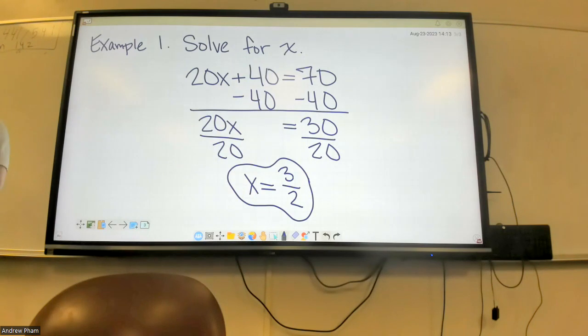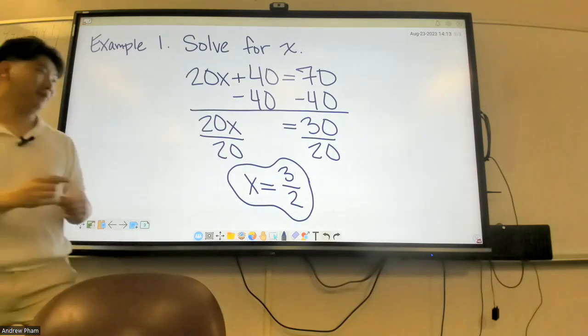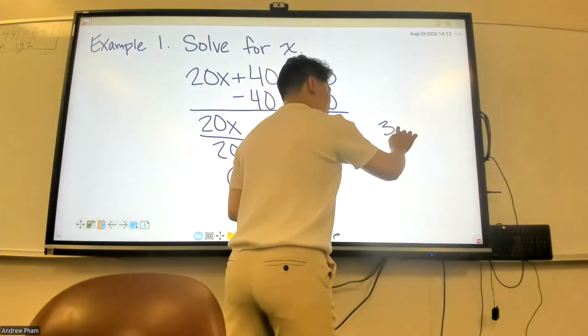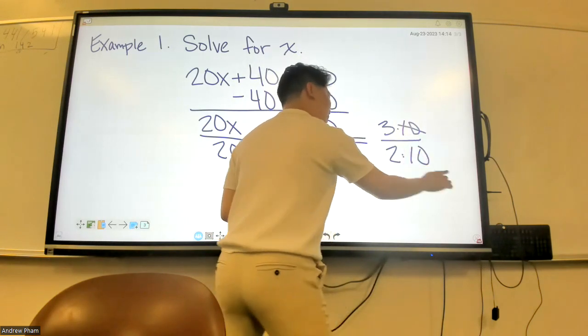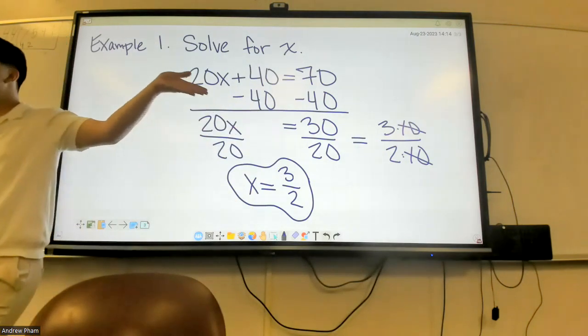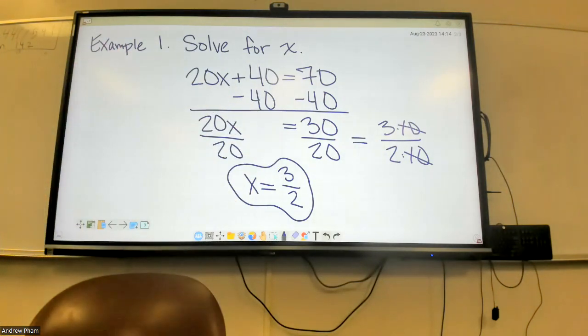Again, you can think of this 30, it's the same thing as 3 times 10. Side note, and 20 is 2 times 10. So the 10s cancel out, leaving me with 3 over 2. Alternate method, if you have your nice calculator, you can type in 30 over 20. It's going to give you a decimal, but you can use your fraction feature on your calculator, and it'll pop out 3 over 2.